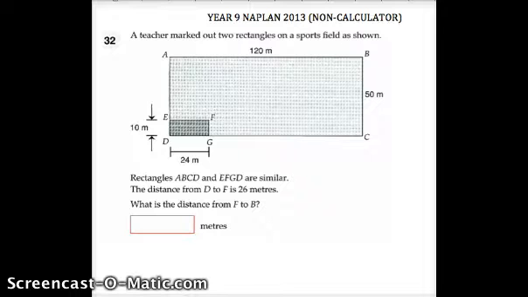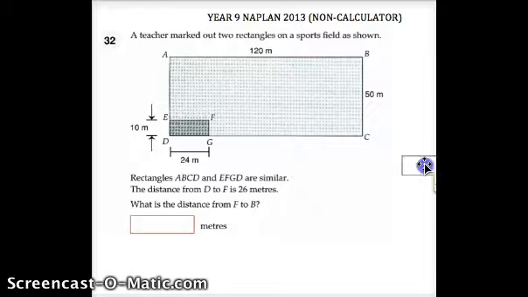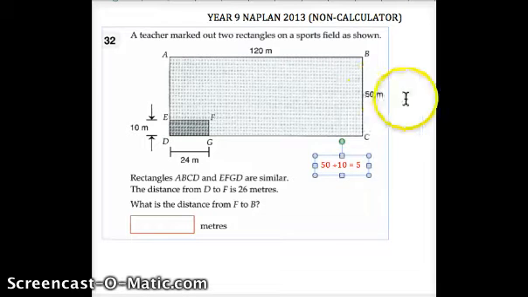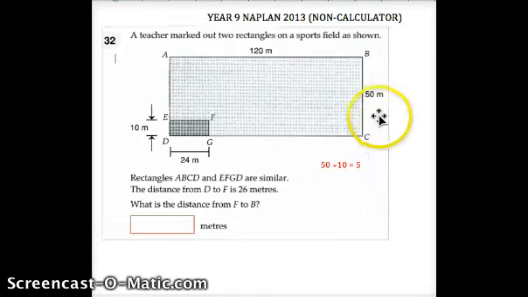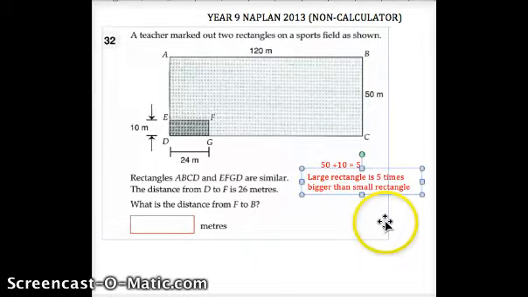Now, what we can see, if we know that the small rectangle and the large rectangle are similar, is that the sides are in proportion. Now we have this shorter side here, ED, we know it's 10, and this side BC is 50. That means that the larger rectangle is 5 times bigger than the smaller rectangle. So 50 divided by 10 is 5. So the larger rectangle is 5 times bigger than the smaller rectangle. So I'll just write that down there.